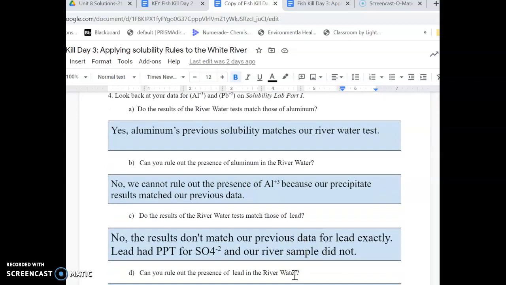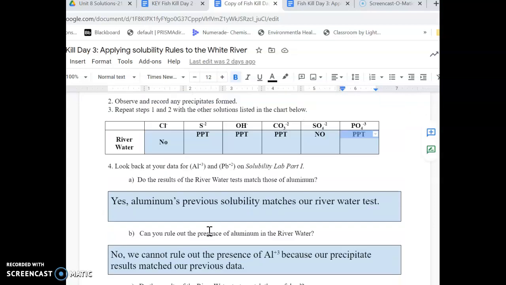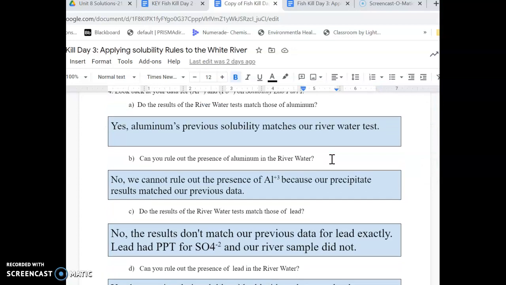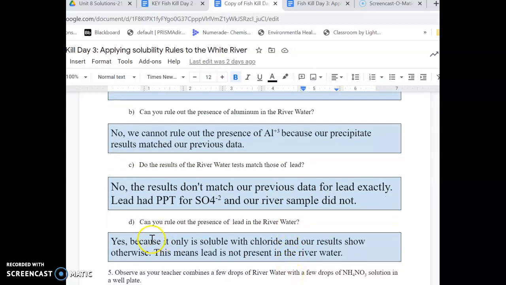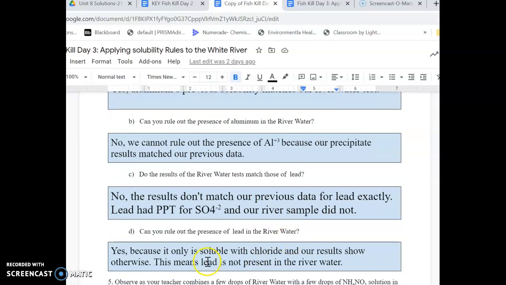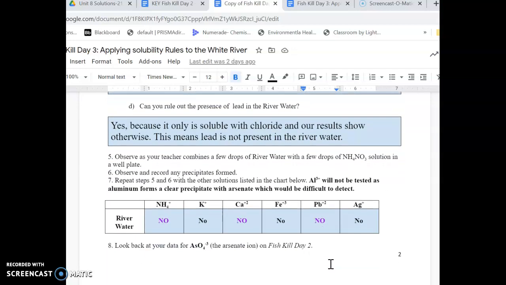As for lead, the results didn't match our previous data exactly. They were very close, but lead had precipitate for sulfate, while the river water sample did not. So that one did not match. Because they did not match exactly, we could rule it out. Because chloride was soluble, but the results showed otherwise for the sulfate, this means that lead is not present in our river water. Next, we looked at trying to identify if arsenate ions were present in our river water.